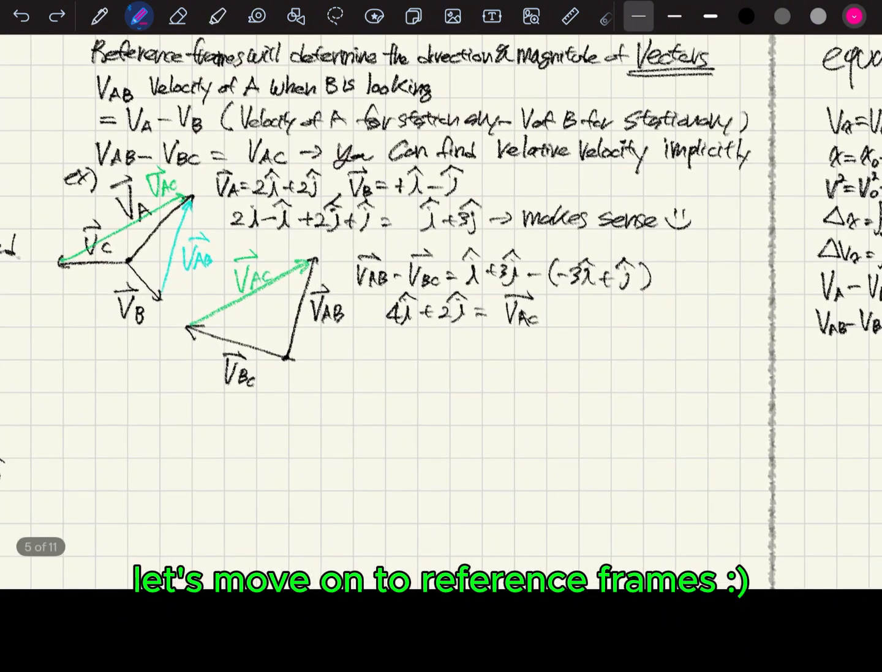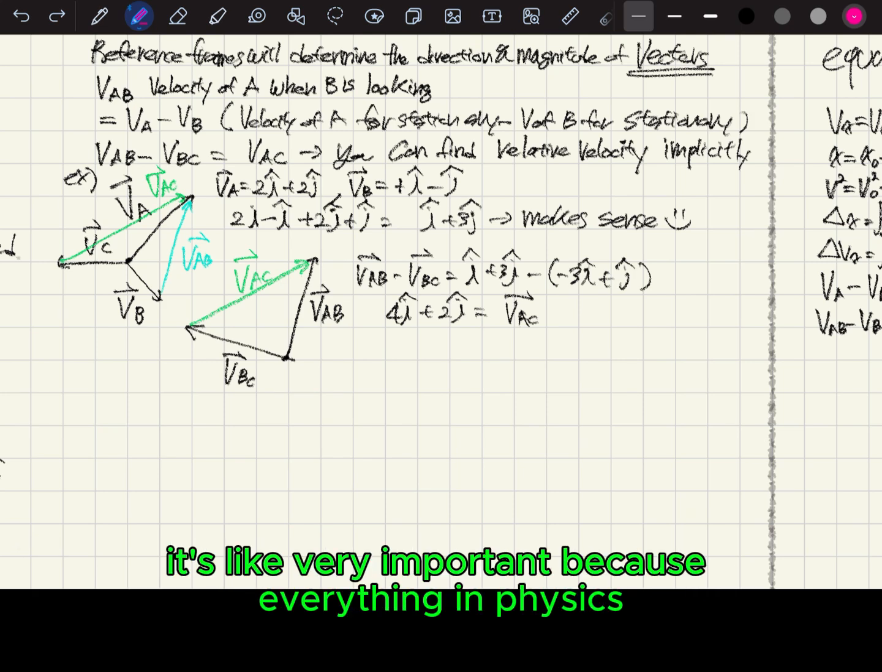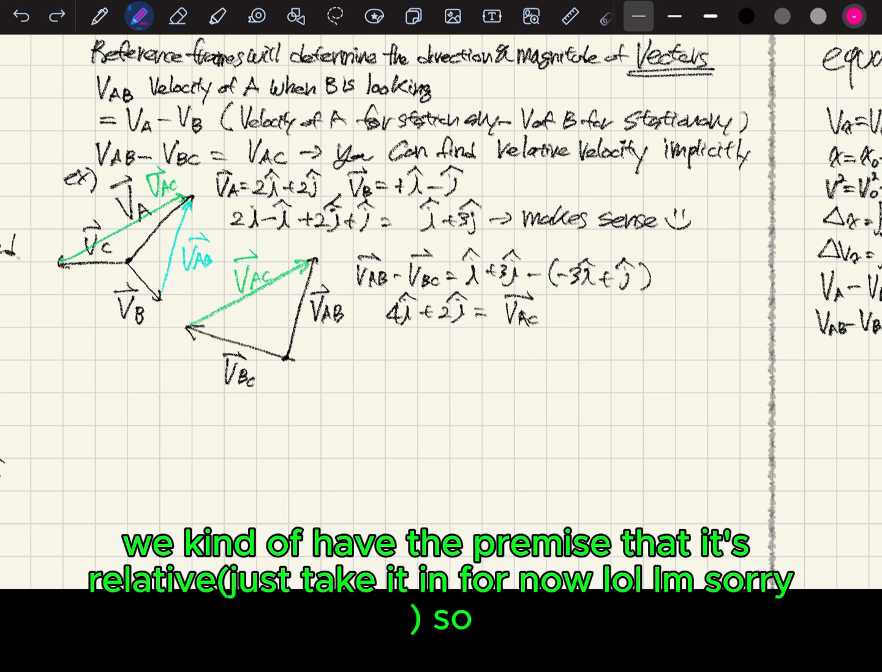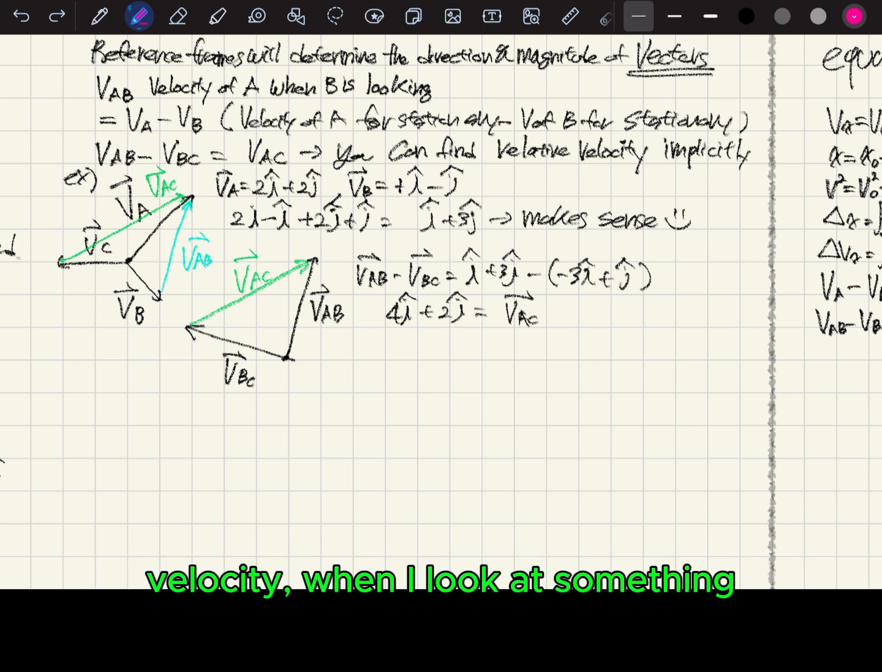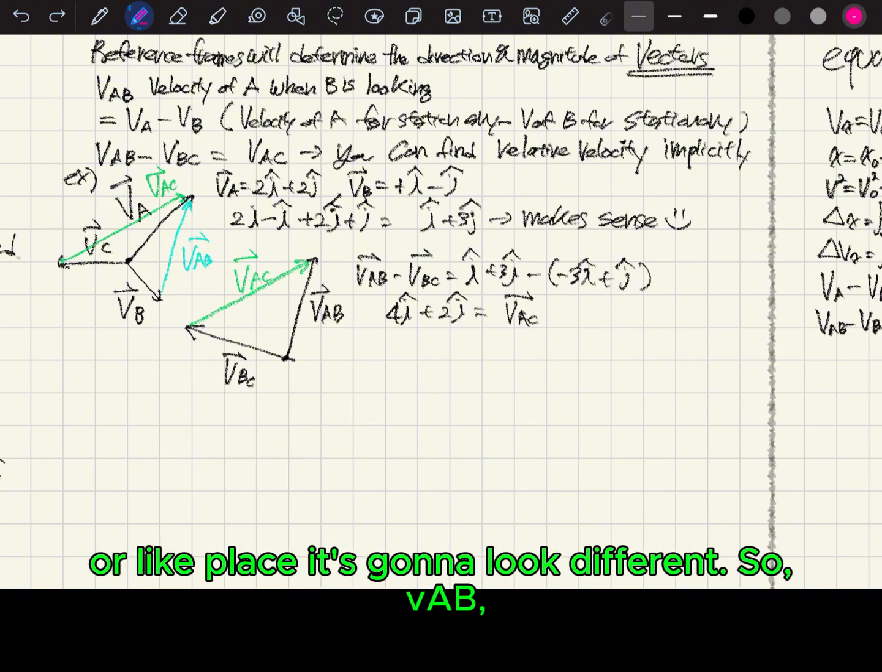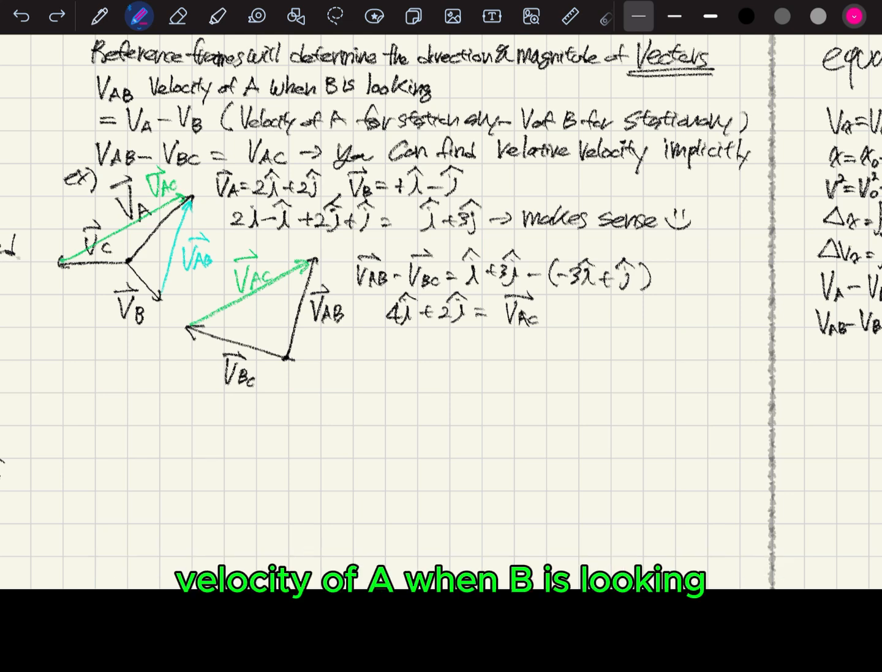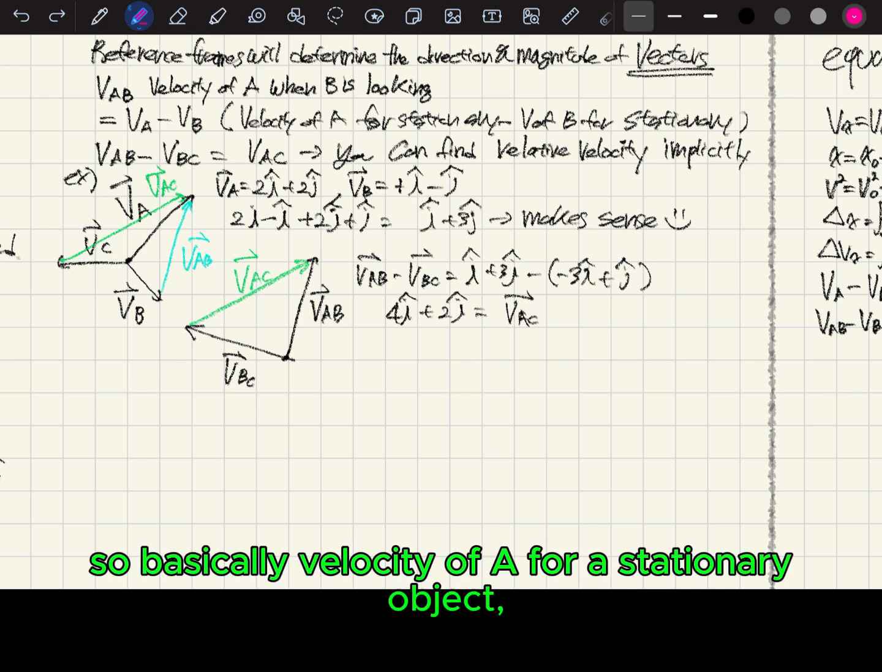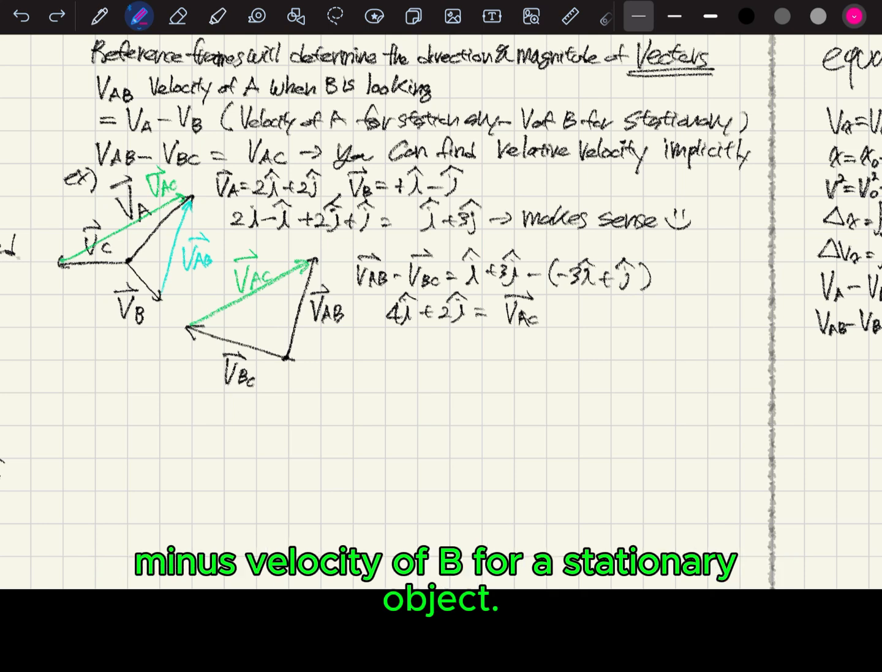So let's move on to reference frames. Reference frames in physics are very important because in physics we have the premise that everything is relative. When I look at something from some other direction or place, it's going to look different. So VAB, the velocity of A when B is looking, is equal to VA minus VB. So basically the velocity of A for a stationary object minus the velocity of B for a stationary object.